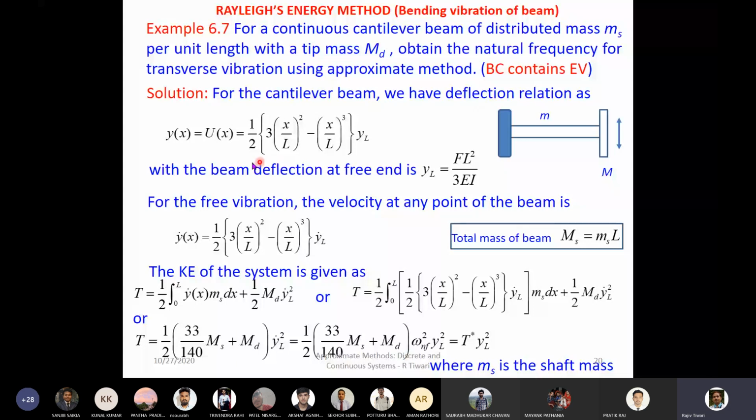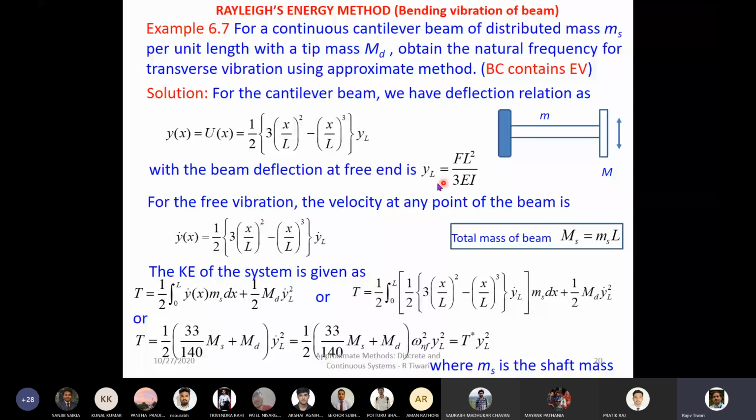If there is a load, how the deflection of the beam will take place. So this is the same expression, the deflection of beam relationship. At any point on the beam in the axial direction, we can get the displacement of the beam using this. This is basically the elastic line relationship for a cantilever with a load at the tip, and for the beam deflection at the free end we use this relationship.